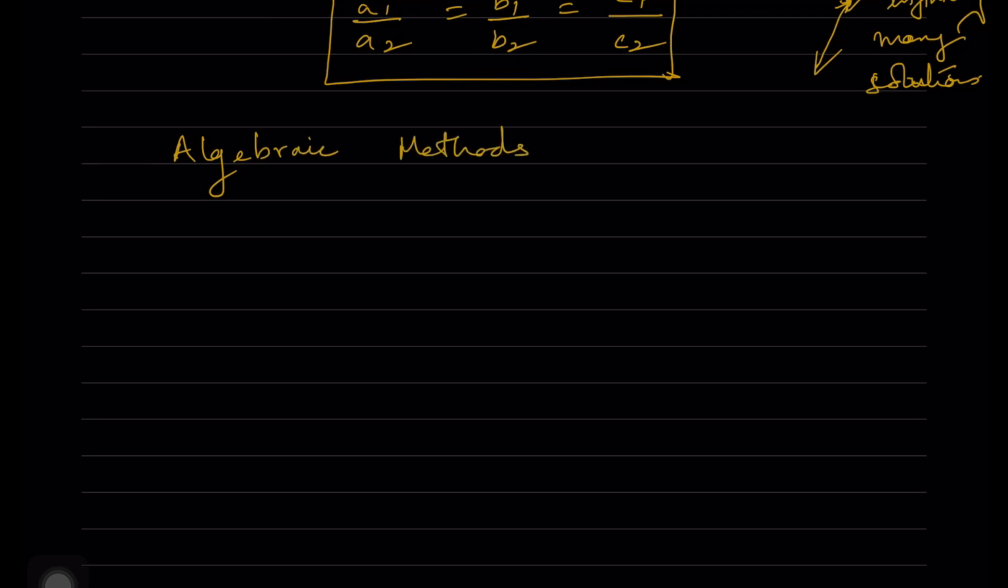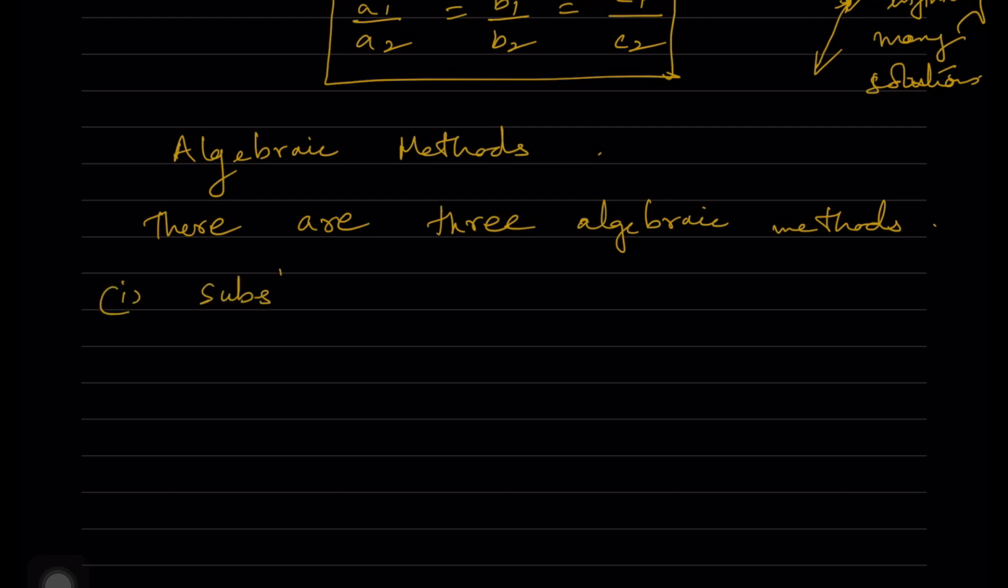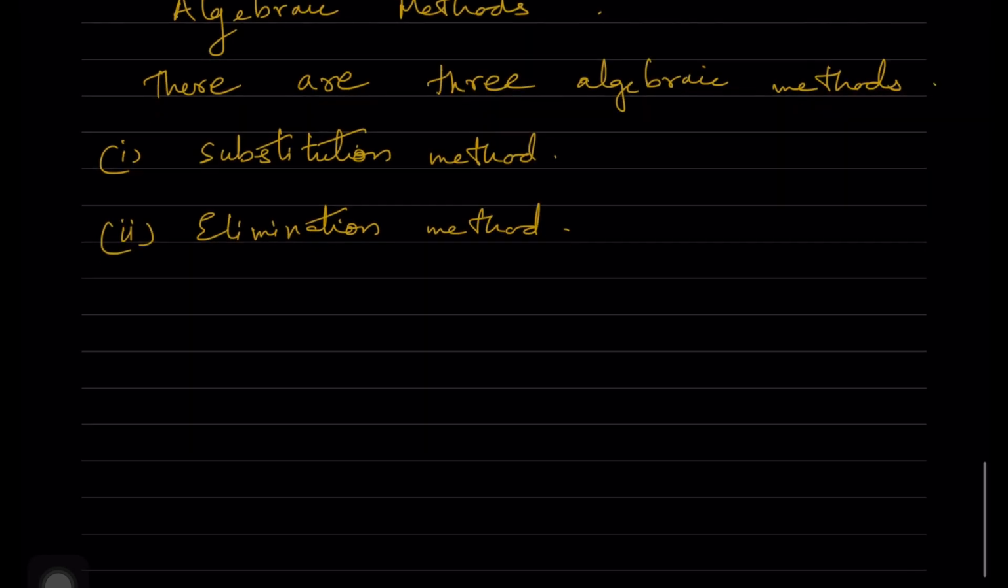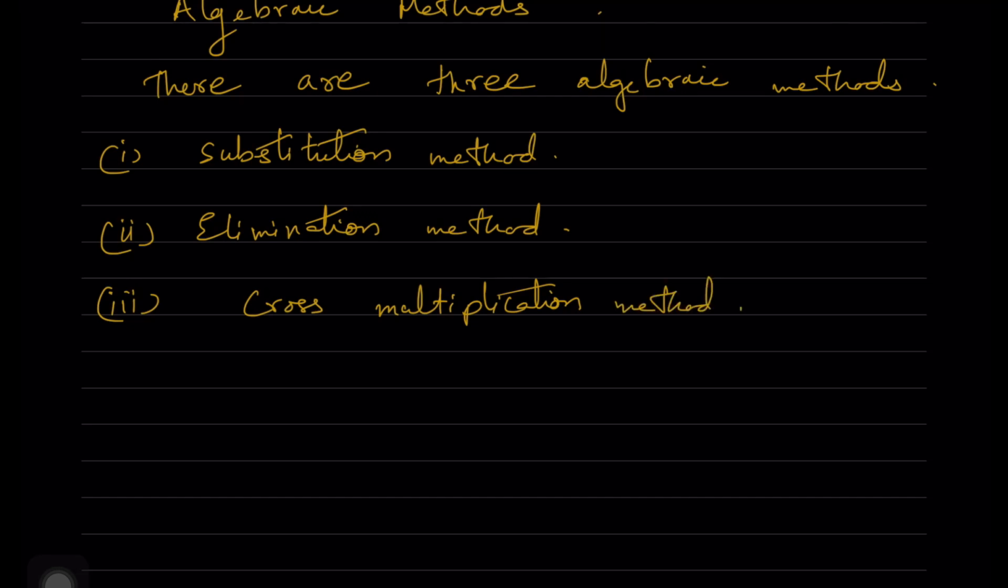So next, algebraic methods. We have three types of methods in this. We'll see what are the three types of methods. The three algebraic methods are: first one, substitution method; second, elimination method; and third, cross multiplication method. So these are the three different algebraic methods which you are having. We'll just see how to solve these three methods.